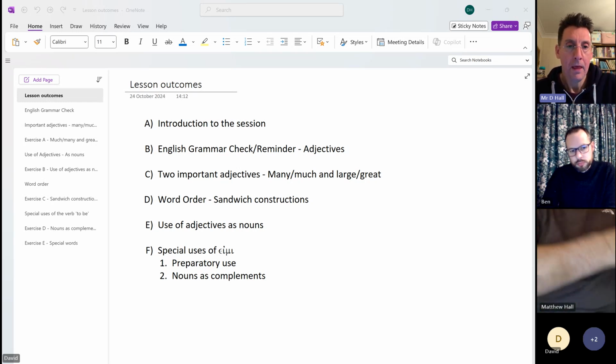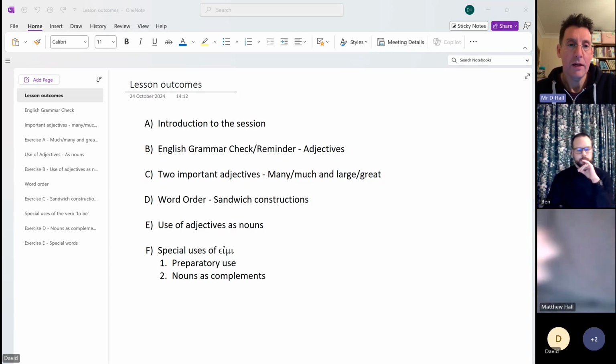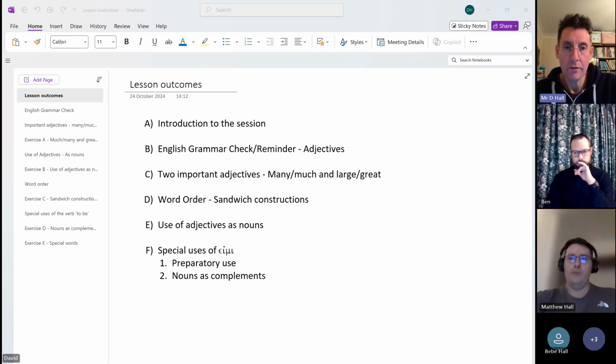Then we'll have a look at the word order and something called sandwich constructions, and see what they're about. And then we want to look at the use of adjectives as nouns. And then finally, if we get to it, we'll look at some special uses of the verb to be. And there's two particular parts.